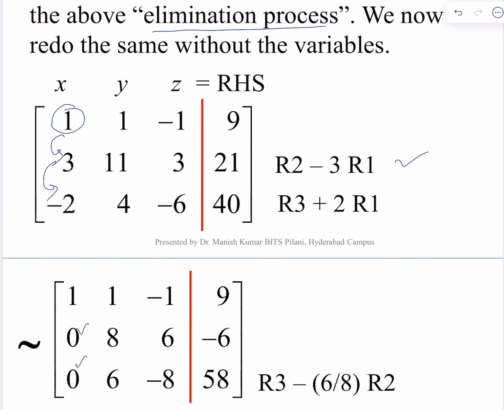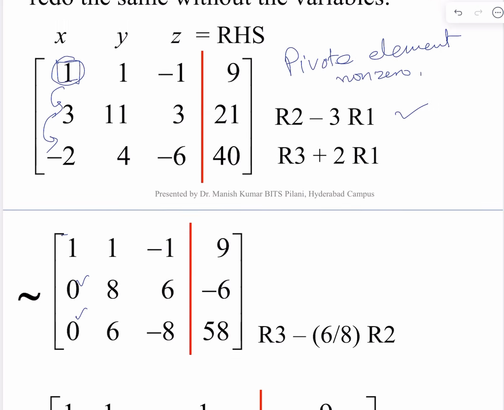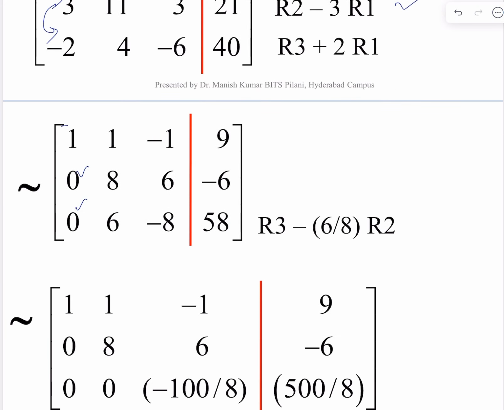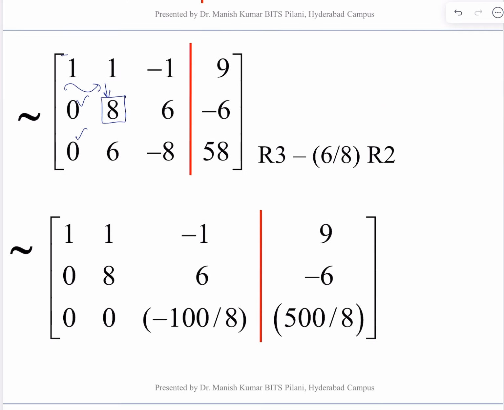So this element is targeted as the pivot element, non-zero. Okay, so below the pivot, everything will be 0. Similarly, once the first column is finished, we will move to the second column with the lower row. So the pivot element will now be 8. So we will make it 0 below the pivot element. Okay, using this operation, the next matrix becomes this.